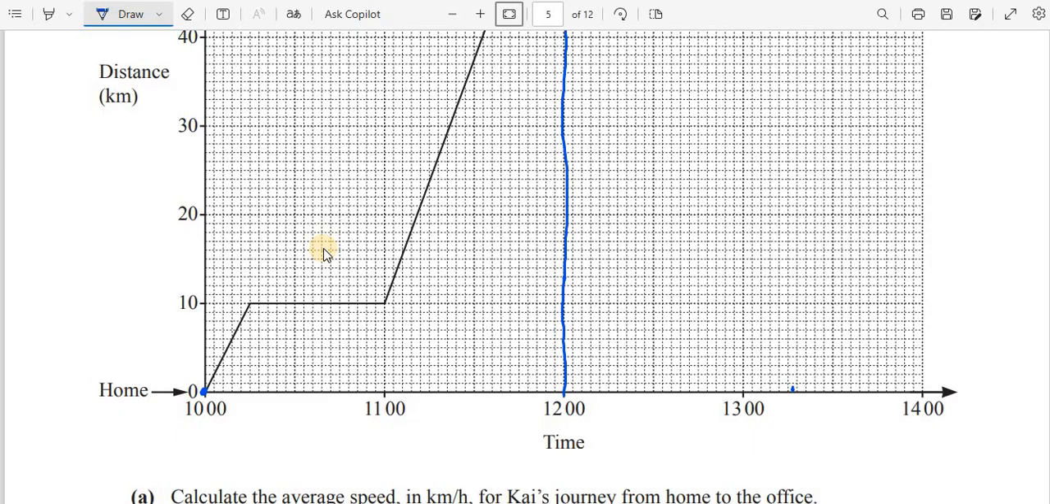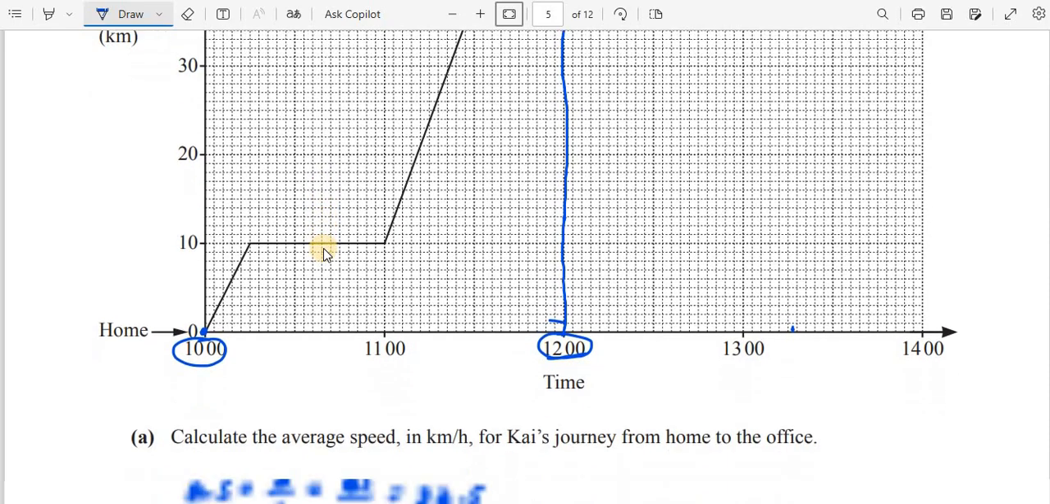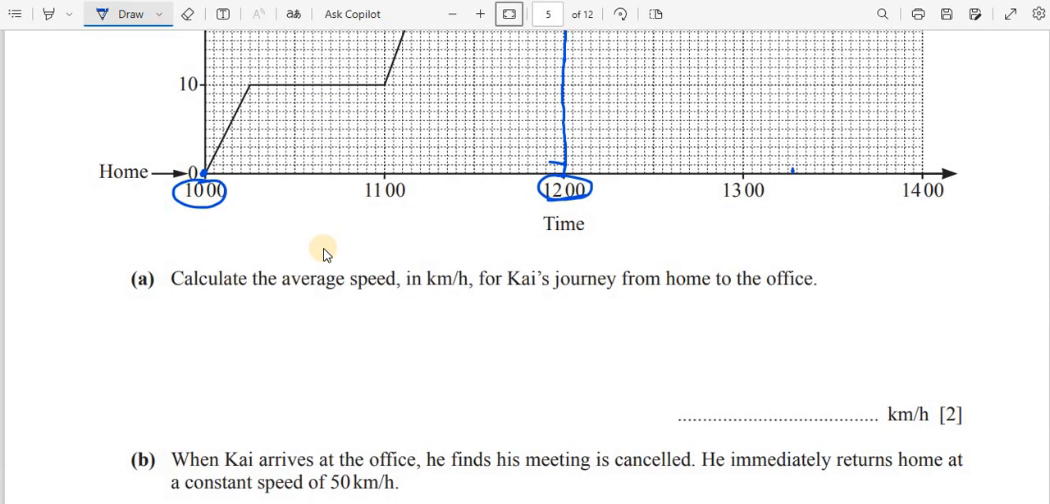So go downward here, that is equal to 12 hours. Start from 10 and end at 12. This is a 2 hour time. Part A is to calculate the average speed.